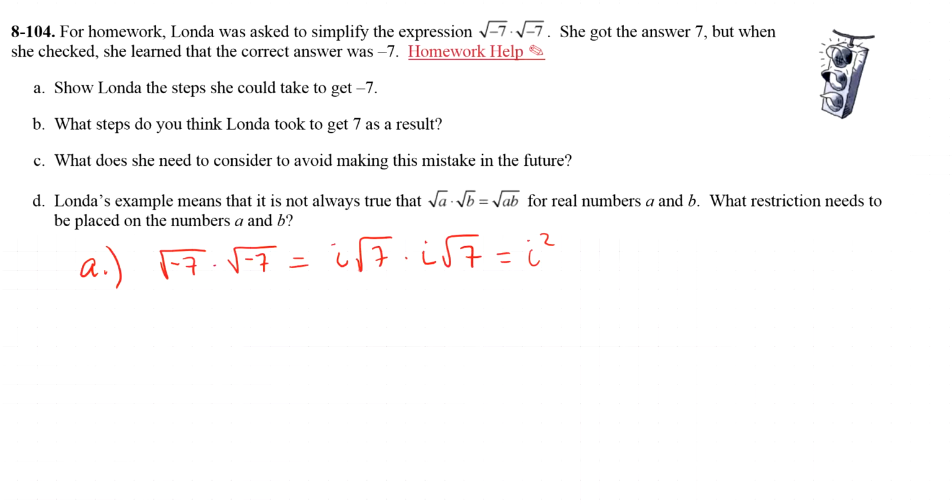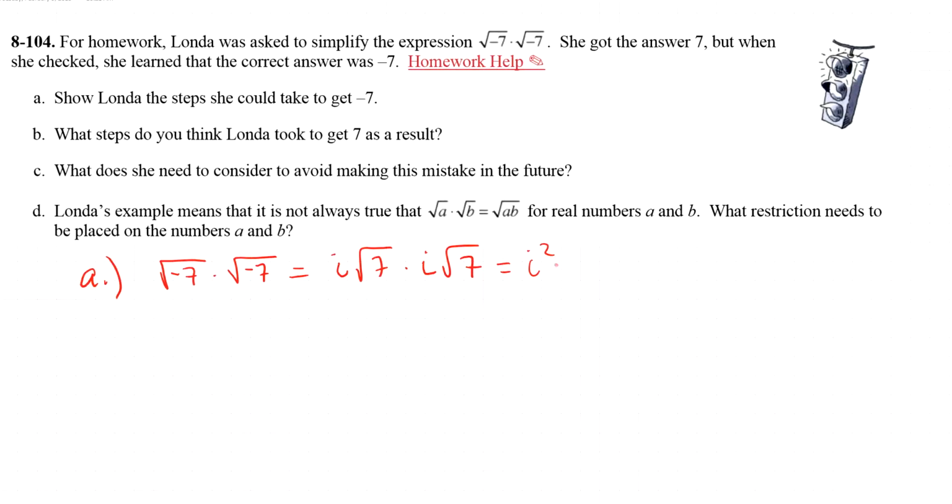And when you take the square root of 7 times the square root of 7, you get the square root of 49. So then we know that i squared is -1, and we know the square root of 49 is 7. So our answer ends up being -7.